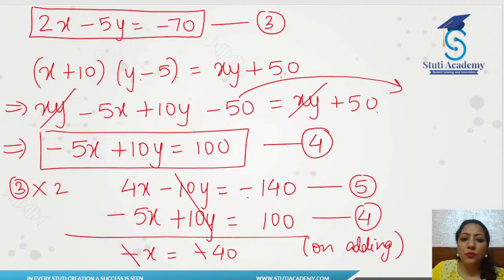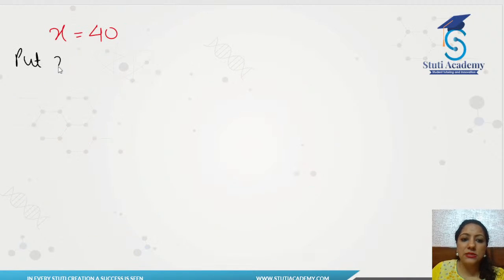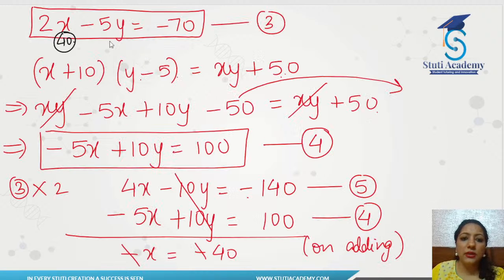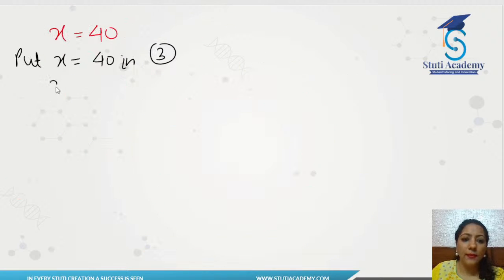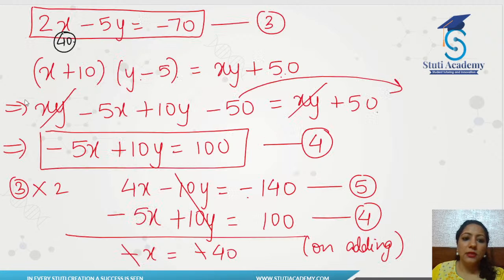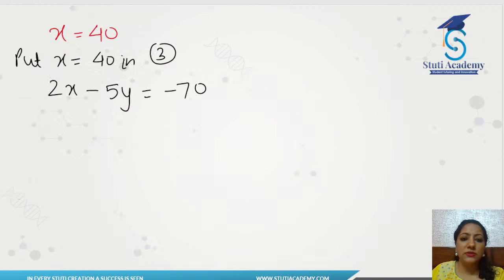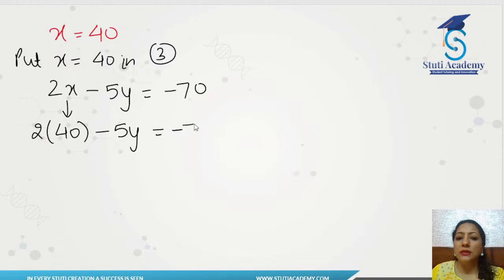Now we can take this x equal to 40 and put it anywhere. So I'm putting it here, in the third equation. The third equation here is 2x minus 5y is equal to minus 70. Here we put x is equal to 40. We'll get 2 times 40 minus 5y is equal to minus 70. So that's 80 minus 5y equal to minus 70.